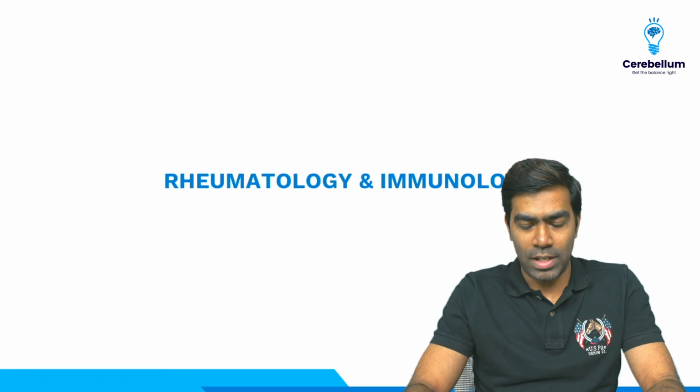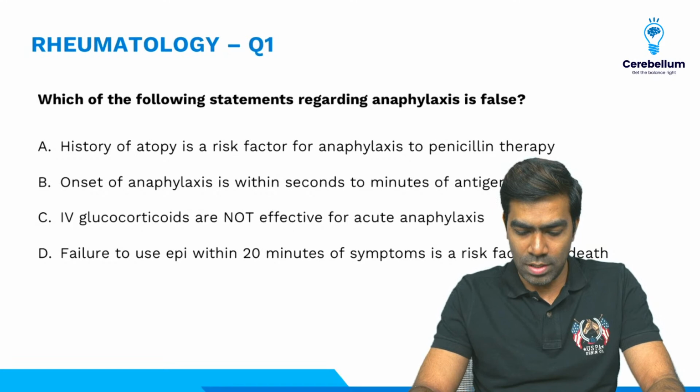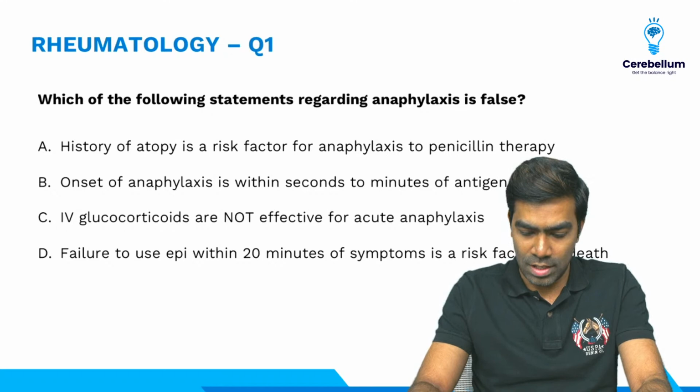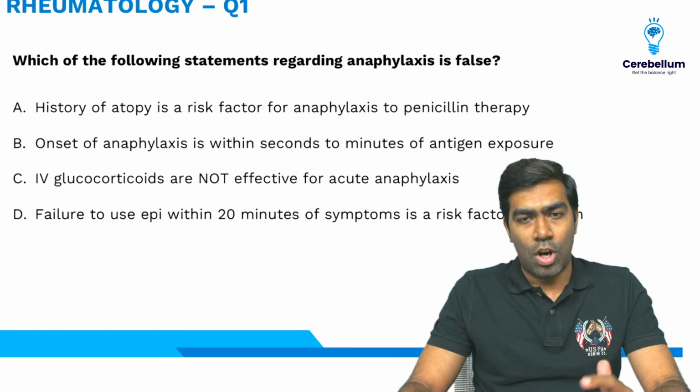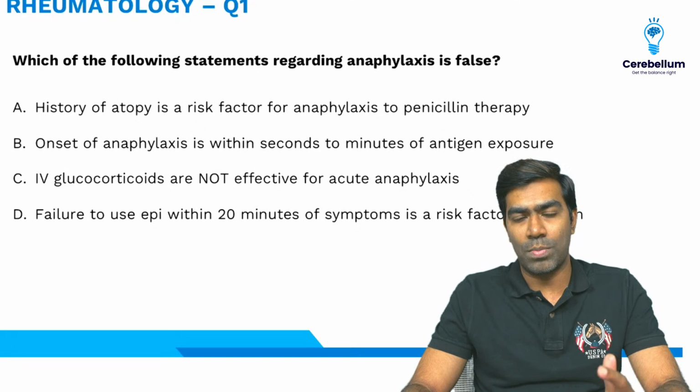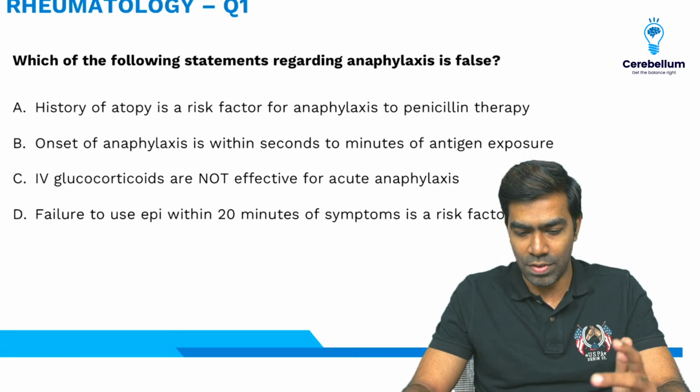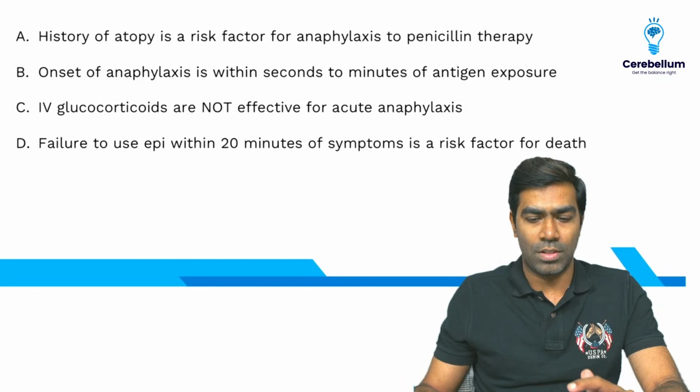So let us move to the first question straight away. Which of the following statements regarding anaphylaxis is false? Option A states history of atopy is a risk factor for anaphylaxis to penicillin therapy. Option B states onset of anaphylaxis is within seconds to minutes of antigen exposure. Option C states IV glucocorticoids are not effective for acute anaphylaxis. Option D states failure to use epinephrine within 20 minutes of symptoms is a risk factor for death. So these are the four options.